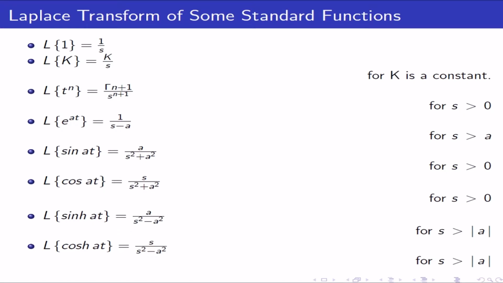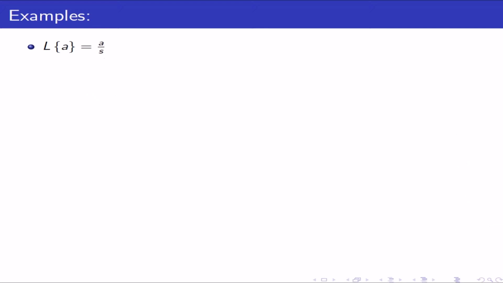We saw all these Laplace transforms of some standard functions with proofs. Let us see some basic examples to get a clear picture of all the standard formulas. First, the Laplace transform of a, where a is a constant, is equal to 1 by a.